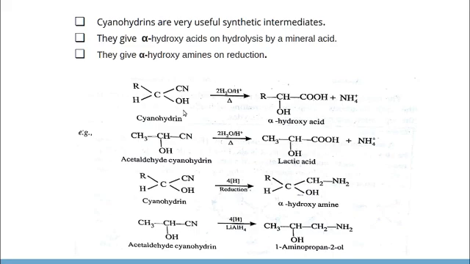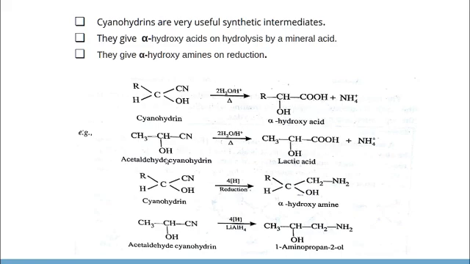Now let us see how these cyanohydrins are important for preparing other compounds. Cyanohydrins are very useful synthetic intermediates. They give alpha hydroxy acids on hydrolysis by a mineral acid. This is cyanohydrin, which on acid hydrolysis we will get an alpha hydroxy acid. Here you can see this carbon is the alpha carbon, that means adjacent to the carboxyl group. Here you can see there is one hydroxyl group. So this is an alpha hydroxy carboxylic acid.